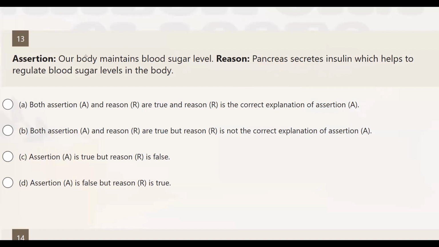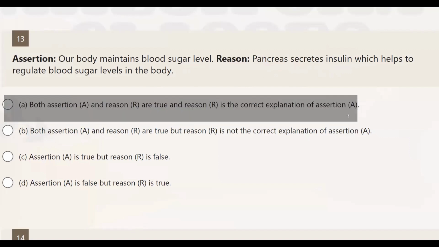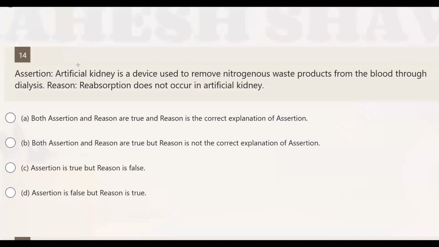So what we should say, yeah, this is correct, and the reason is also correct. Therefore, we should say both assertion and reason are correct, and it is the correct explanation of the assertion.